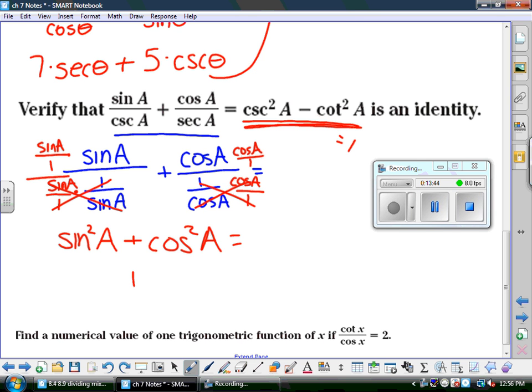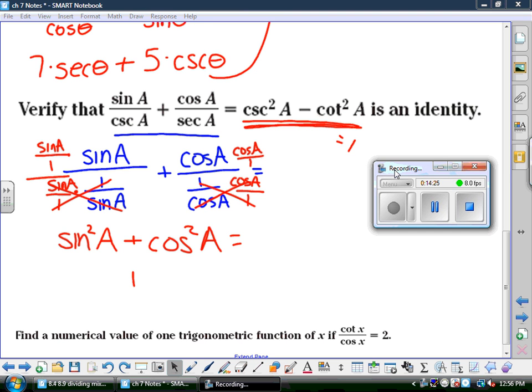Now we're not allowed to switch sides in the middle, but what we are allowed to do is look at that side to get some ideas. Let's think about cosecant squared A minus cotangent squared A based on my Pythagorean identity. If I wanted to make this sine squared plus cosine squared equal cotangent squared, let's see, cotangent squared, let's think about my Pythagorean identity. If I want a cotangent squared, I'm going to need to do cosine squared divided by sine squared. So let's take the Pythagorean identity off to the side.